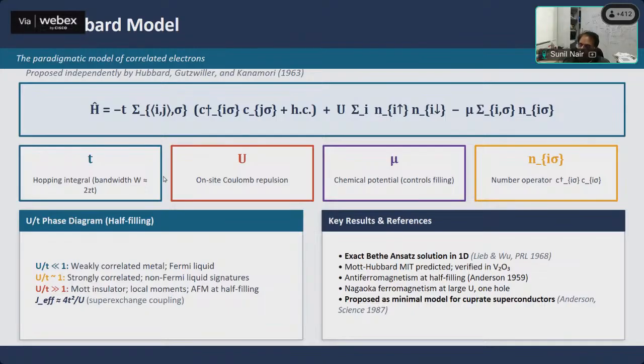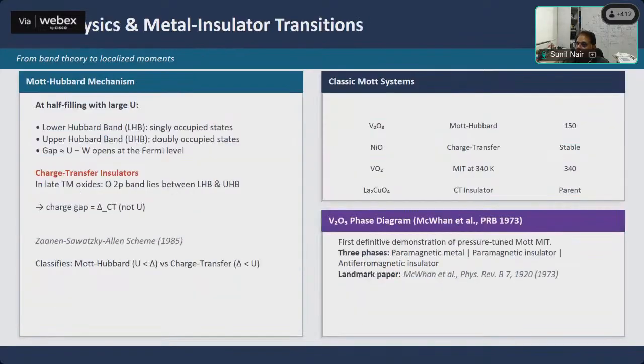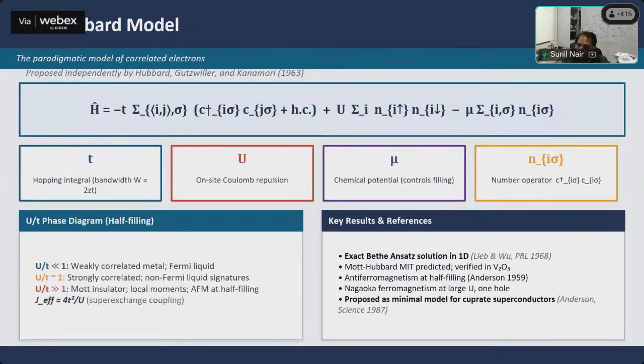Now, this remains an important cornerstone when it comes to the theoretical description of the physics of many of these systems. When one moves from the Hubbard model, which is still within the band model, to a system of localized moments, then one talks in terms of what is known as the Mott-Hubbard mechanism. So here we are looking at basically the third category in the U/T phase diagram. That means you have U/T being much larger than 1.